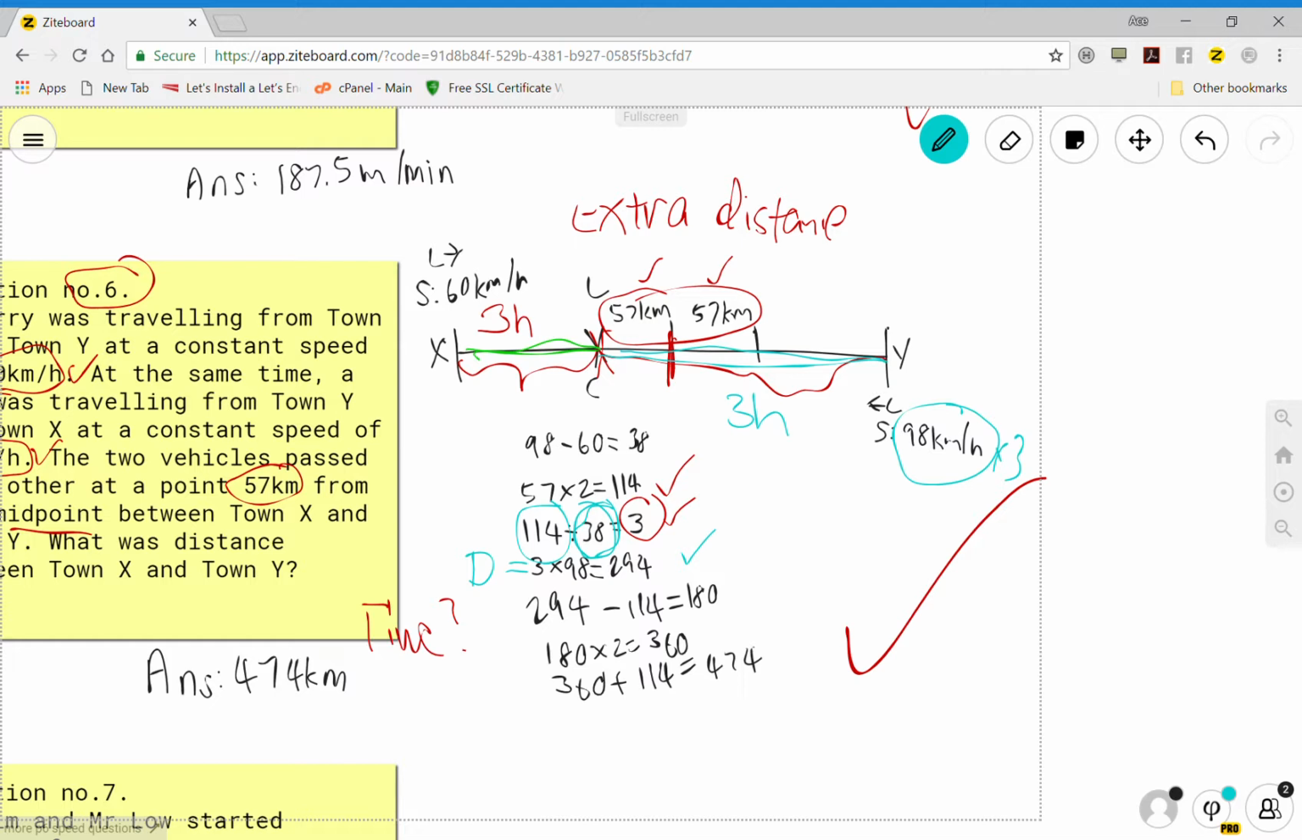Okay, just to clarify, it's 3 hours. So that's why you took 98 times 3, which is 294. That's the distance that the car traveled. And you take 294 minus 114. So you found that here is 180. So you times 2, you get 360, and you can find the whole distance like that. Yeah, that's it. So this is the advanced speed questions already, right?